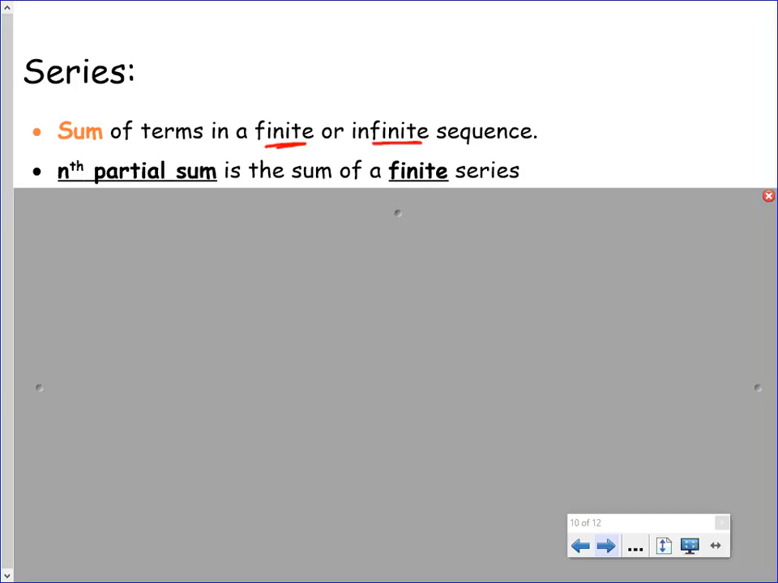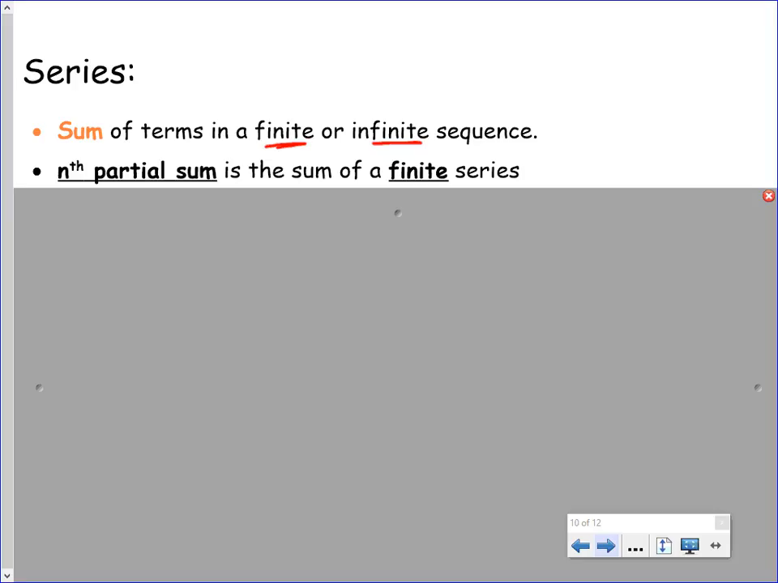But there are some sequences where your numbers start to approach a number, and so you could actually find a sum. We'll talk more about those infinite ones later, but just know that we are going to find the sum of an infinite number of terms.